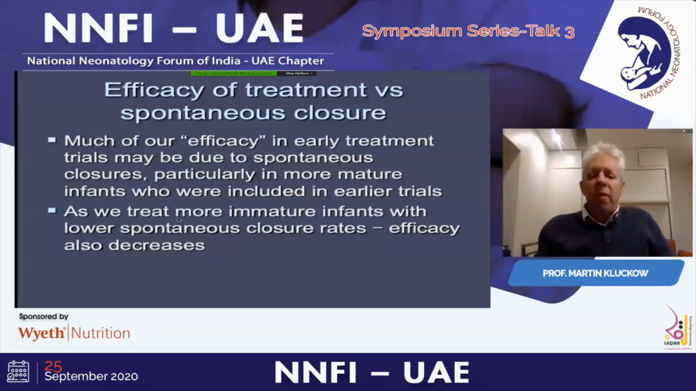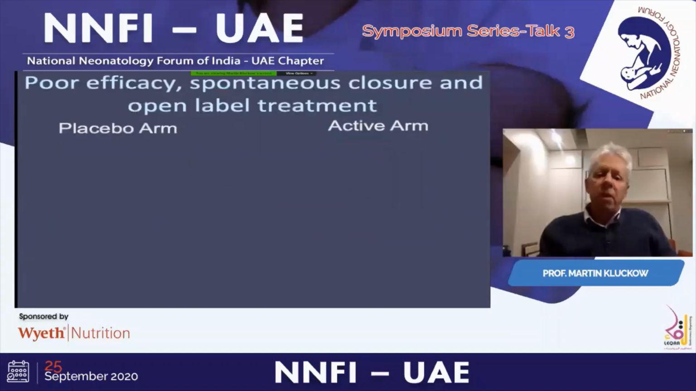And what we're finding in our units, and I think others are finding this as well, is that as we extend PDA treatment into the more immature infants who have lower spontaneous closure rates, the perception is that the efficacy decreases. But really, I think what's happening is we're losing the effect of spontaneous closure, which used to be thought of as an effect from the drug rather than an effect of the baby's spontaneous closure. So the efficacy rate of our drugs is actually potentially quite low.